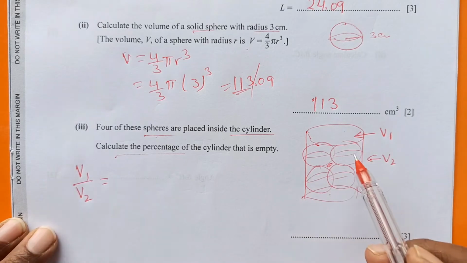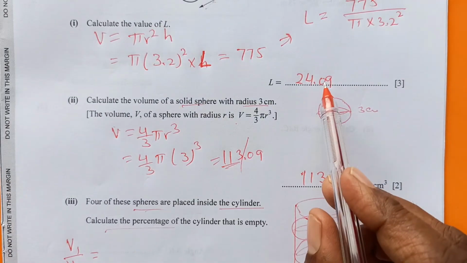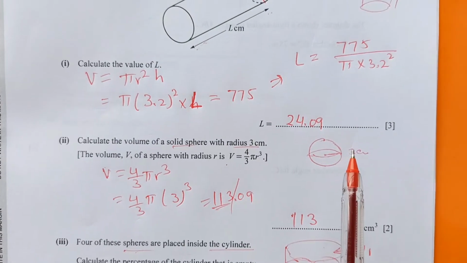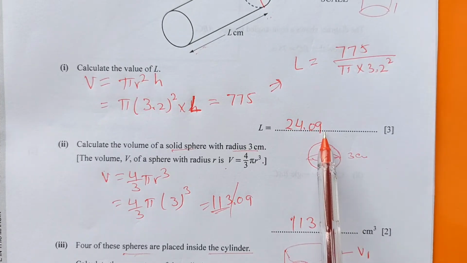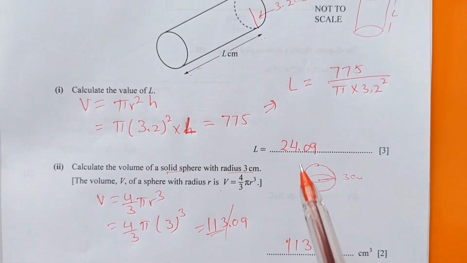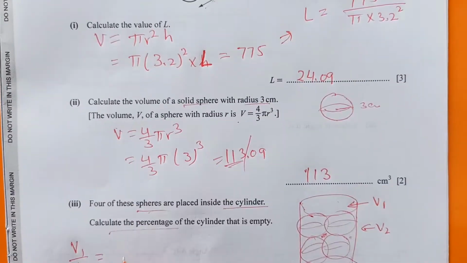Volume of sphere we can take as, so let's say V1 over V2. V1 is volume of the cylinder that we have already done here. Volume of the cylinder is given to us here, 775.